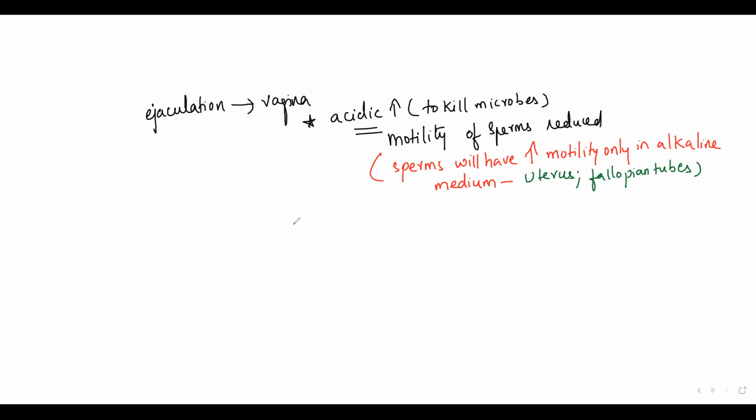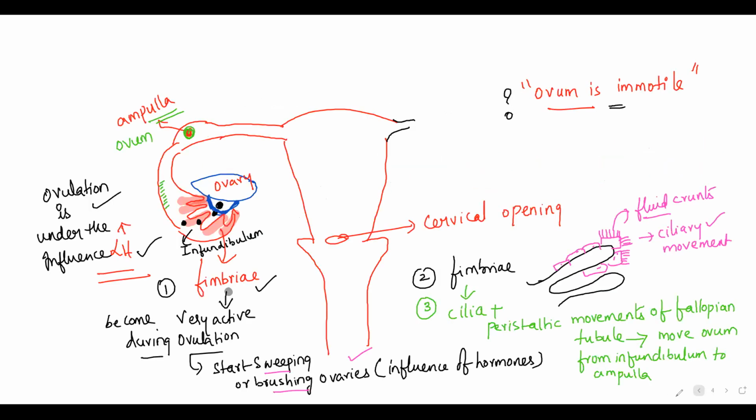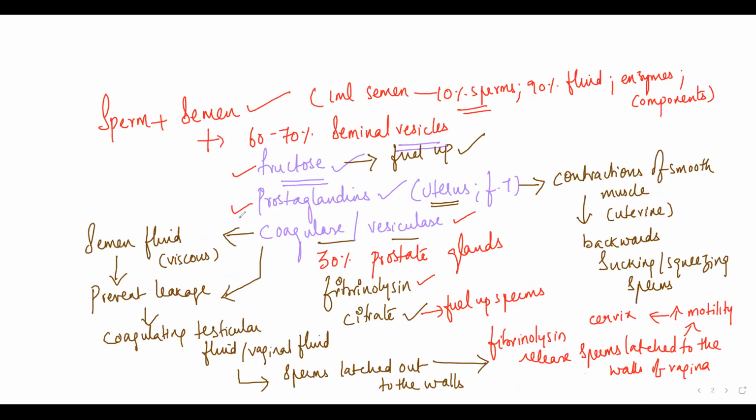And secondly, you could even see that in the seminal fluid, along with the semen, there was coagulase, or it was called vesiculase, right? So that is going to clot up the seminal and the testicular fluids. Did I write it over here? Let me show you. Yeah, I have written it over here. So it's going to prevent the leakage, right? So now it is going to slowly get lashed out. They fix to the vaginal walls. Later, the fibrinolysin, which is a composition of the prostate glands, is going to release the sperms. And now they enter into the cervical area. Okay, so they're moving slowly from here.